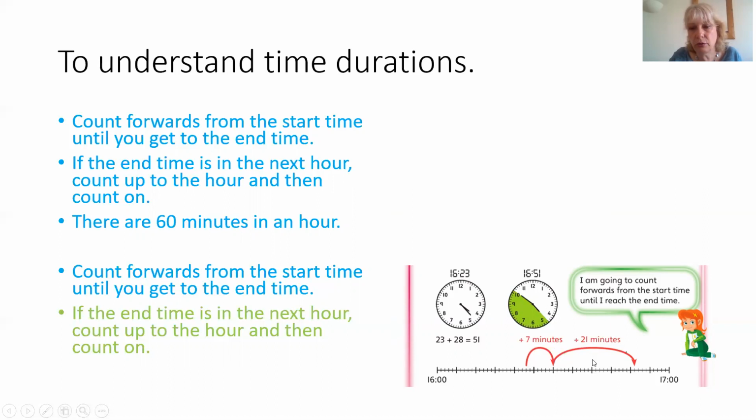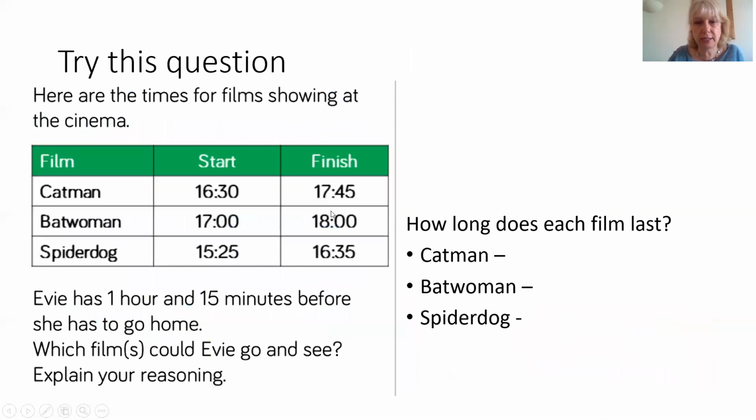Now you could do separate jumps if you want, but if we know we're going from 16:30 to 16:51, we know that's a jump of 21 minutes. So 21 plus 7 is 28 minutes, and that's the duration. That's how long that activity has lasted for. And do remember, big fact, that there are 60 minutes in an hour. Well done. Move on to this activity now.